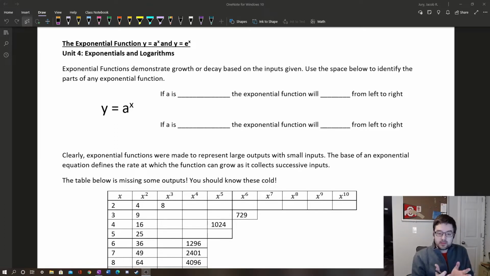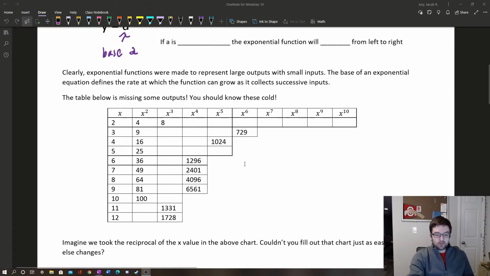The exponential function y equals a to the x has a base a, and that's going to have implications for us. Obviously, if we put in a number like, and you can see in the chart here, like 2, 3, 4, 5, etc., it'll make your exponential function grow or decay based on the inputs given. And we only see in those examples down below what is given as growth inputs.